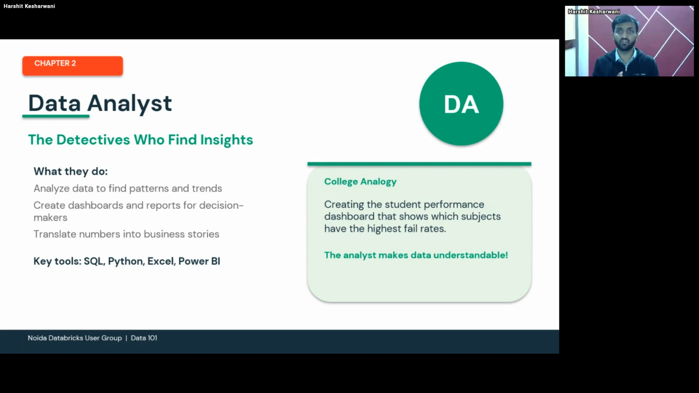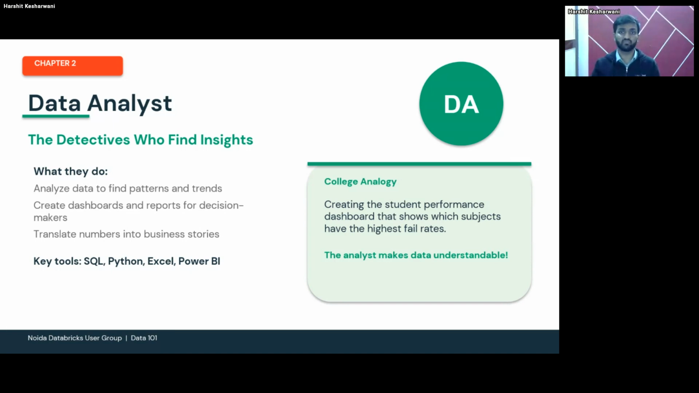Basically, they build a story out of data. They understand the data, then they build the story out of it. Now, think of a dashboard of your college where you are getting your performance. Like, okay, I'm getting this grade, this grade, and my attendance is this. This is a pictorial representation, and that is done by someone who is a data analyst. Basically, these are the detectives who are finding things behind the data, exploring beyond what a common person can see.